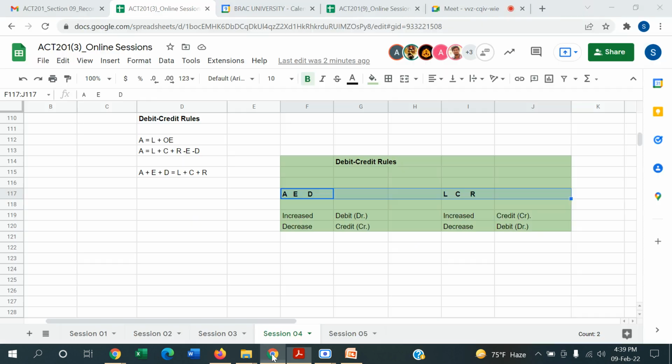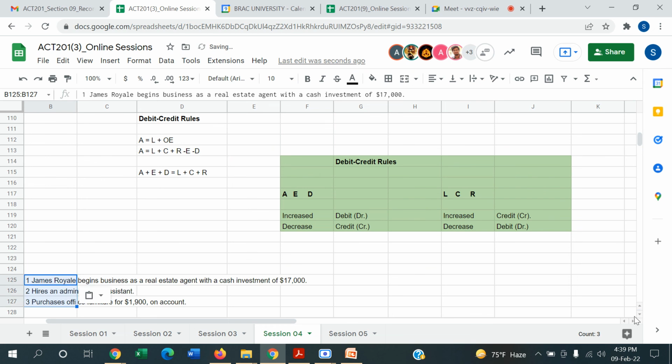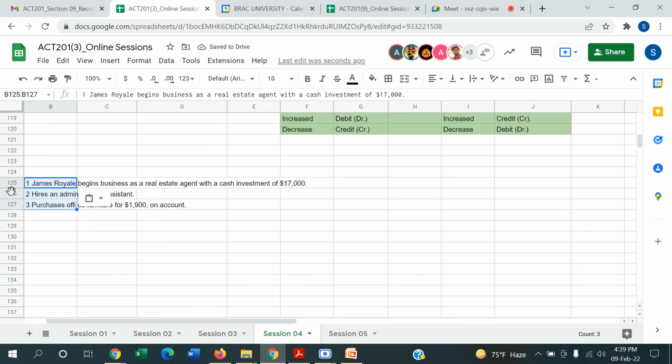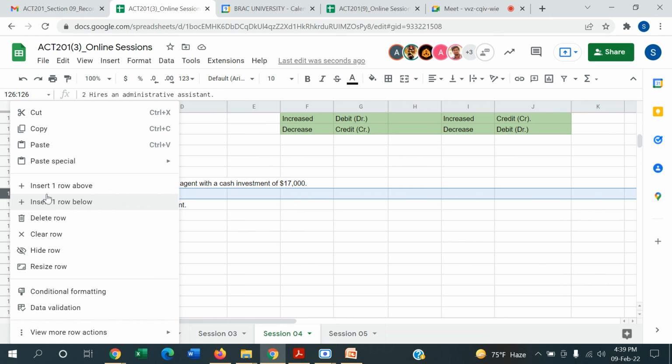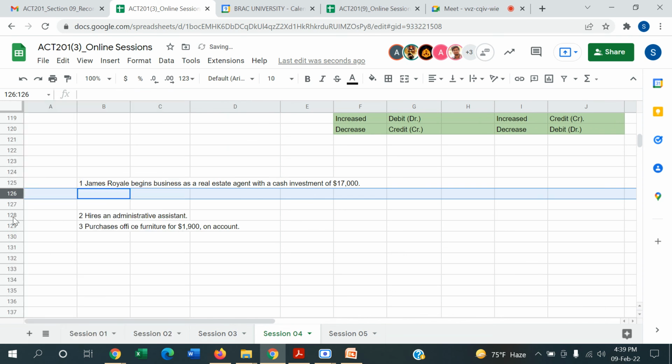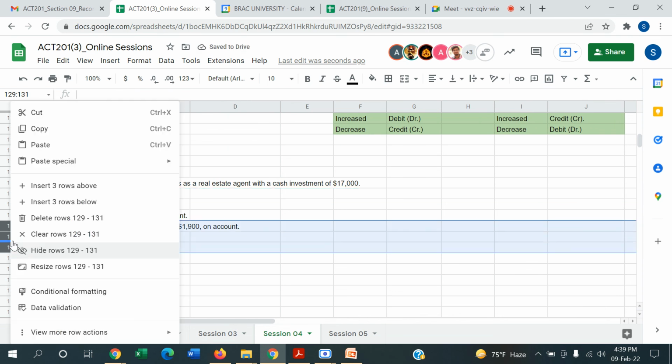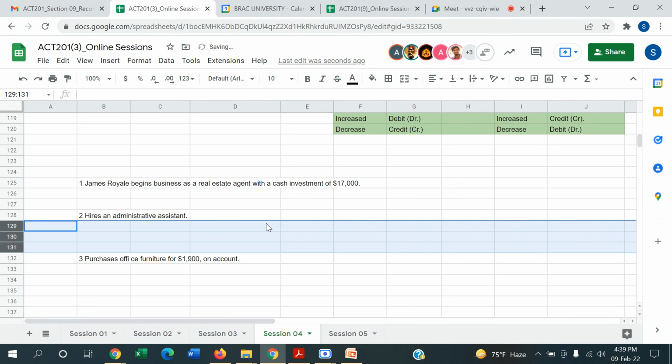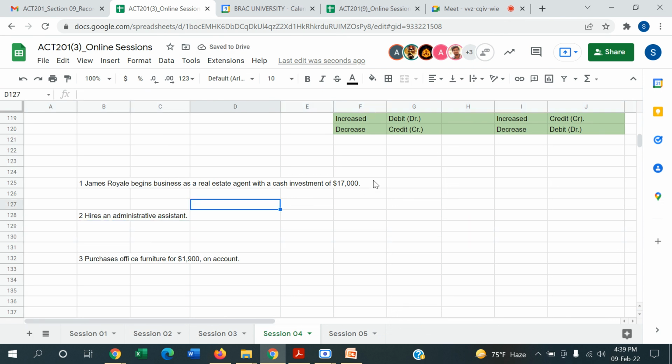Now let's see, there are three transactions here. You now need to help me find out the transaction analysis part, and then we'll see how we can go for recording through journalization.